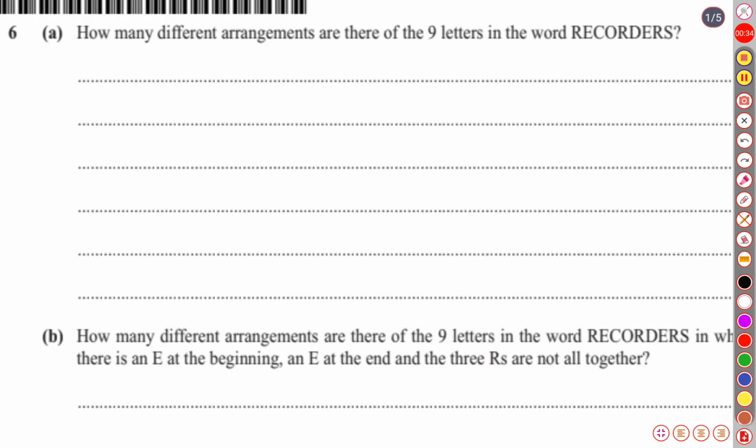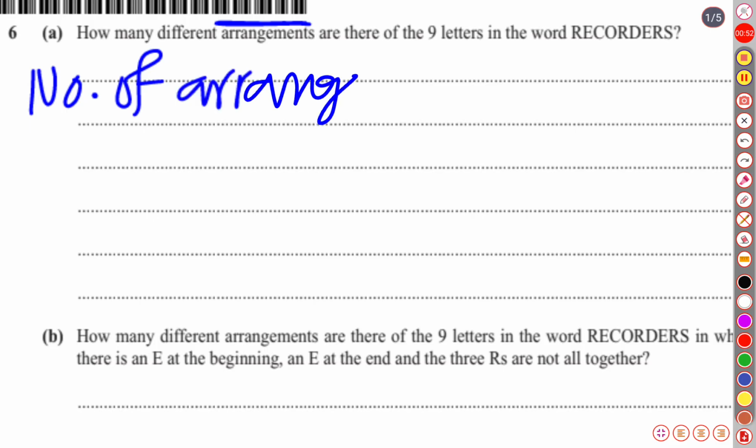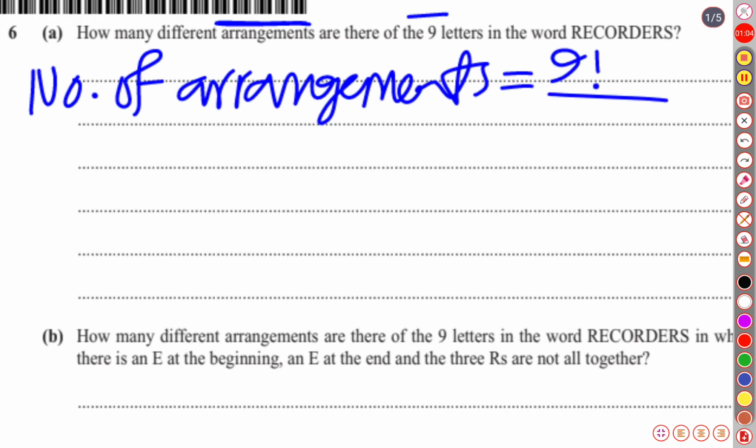Well, the clue word of this question is different arrangements. And we all know that for arrangements, we simply apply the concepts of permutation. So we can write number of arrangements. Number of arrangements is equal to total, there are 9 letters, so it will be 9 factorial ways. After that, we must not forget to divide by the factorial equivalent to the identical letters. Let's see how many letters are identical.